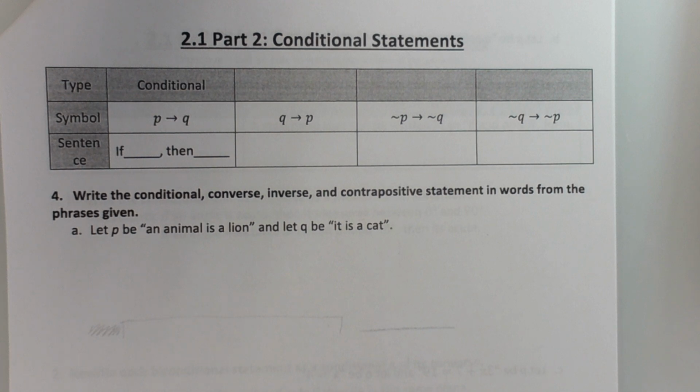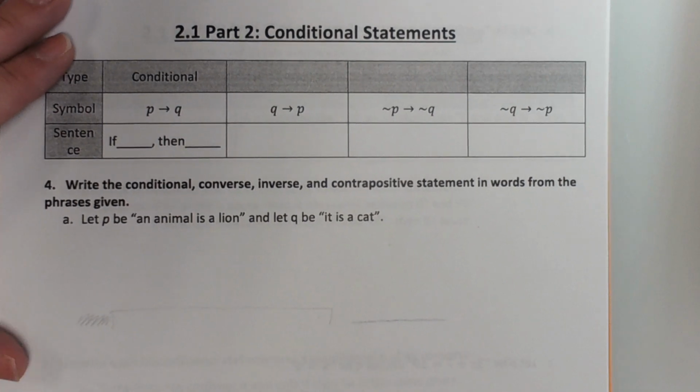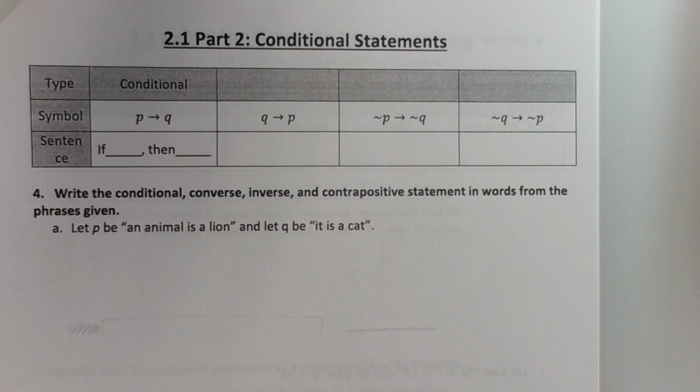Conditional statements are statements in the form of if, then. So if something happens, then something else happens. We talk about conditional statements because they are really how we back up things that we know. They're kind of that foundation for us to say something is true.